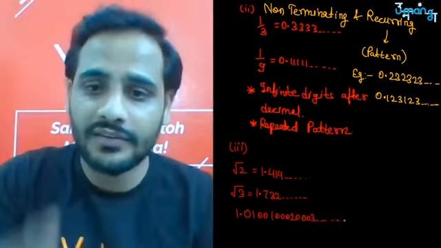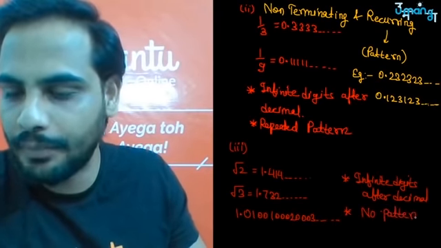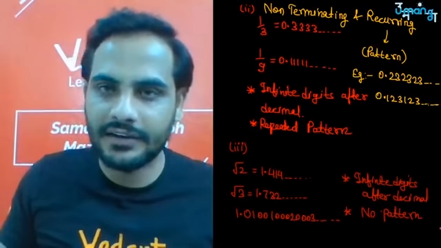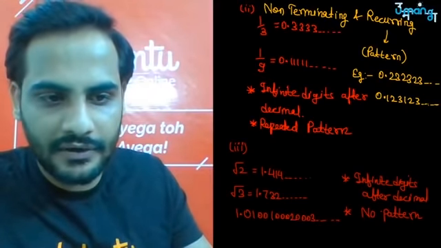So what are the two important things which we have learned? First thing, infinite digits after decimal. And the second thing that we have got here is that there is no repetition or no pattern at all. Nothing is repeating itself again and again. Instead of pattern, I will say no repetition. So the main thing is what? Here we don't have any repetition.